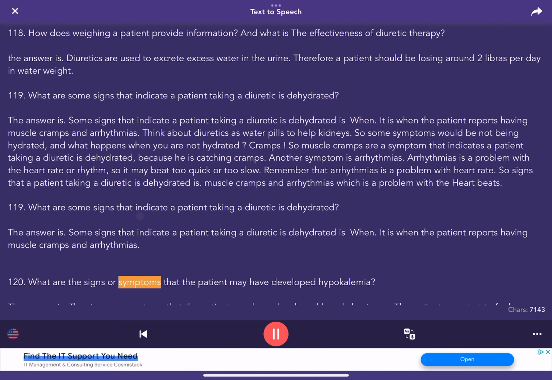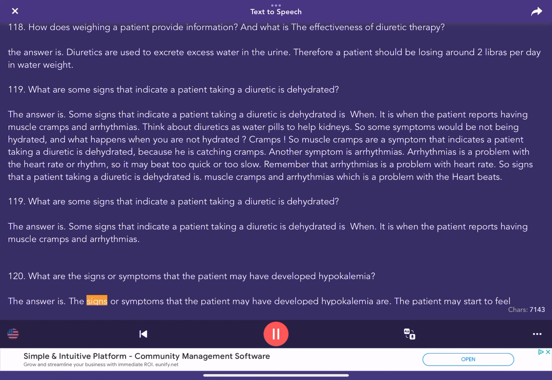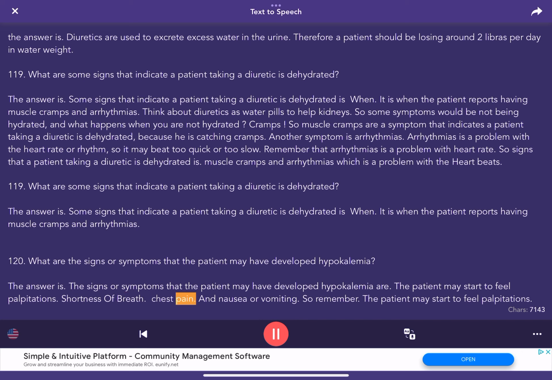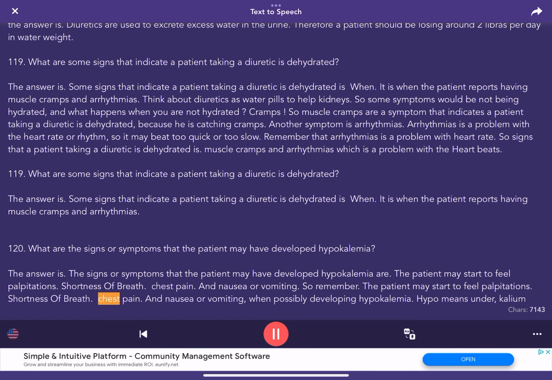120. What are the signs or symptoms that the patient may have developed hypokalemia? The answer is the signs or symptoms that the patient may have developed hypokalemia are the patient may start to feel palpitations, shortness of breath, chest pain, and nausea or vomiting.